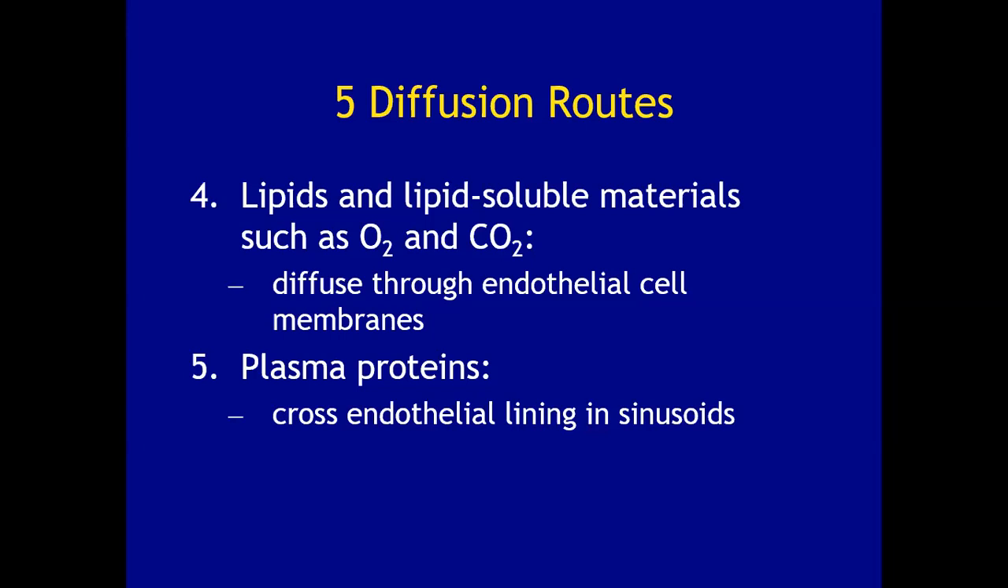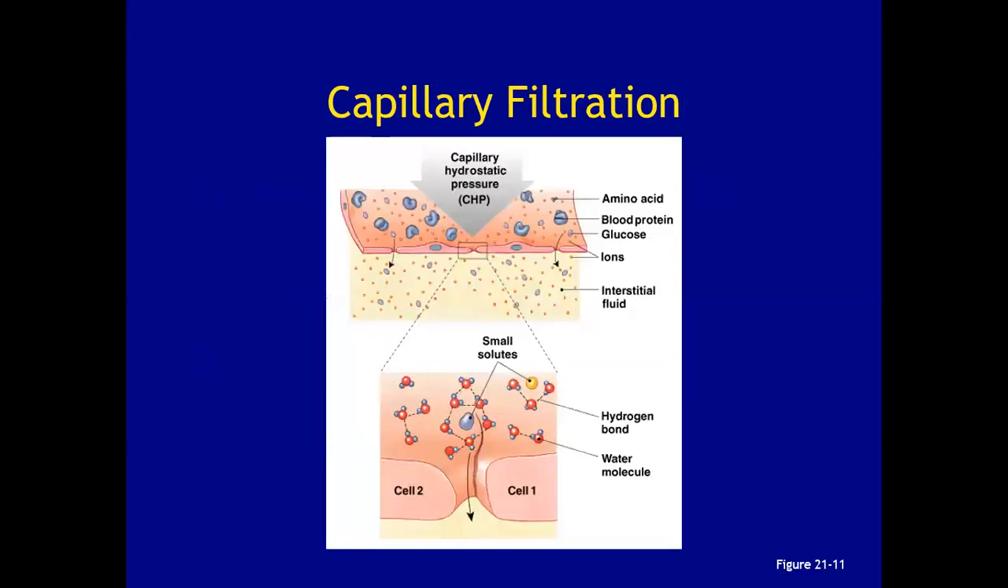Big plasma proteins don't fit through any of these small gaps. It's got to be at a sinusoid for us to get plasma proteins. It's got to be cellular almost, okay? Big cells, like in the bone marrow, get into the bloodstream, okay? So that's diffusion. So we got diffusion down.